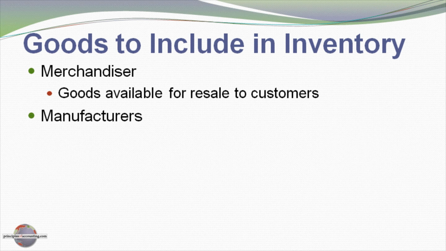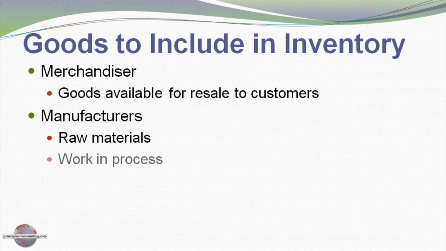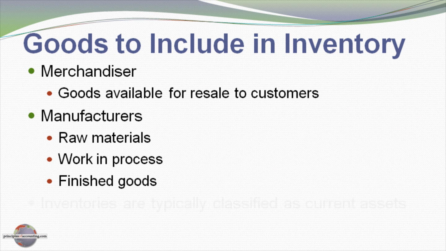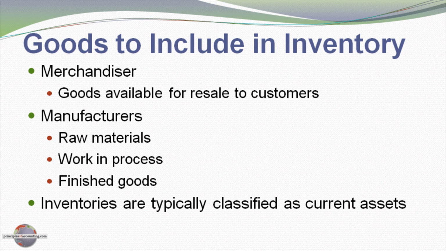In a manufacturer, however, there may be multiple categories of inventory. There are the raw material components that will be assembled into or used to be processed into a completed unit. Another category is known as work in process. These are the goods that are actually in production. If you can imagine assembly line operation, it's the product that's going down the assembly line having the components added to it. And then the finished goods would be the goods that are completed through the production cycle and awaiting sale to a customer. Inventories are typically classified on the balance sheet as a current asset, no matter which category and type of company we're speaking about.